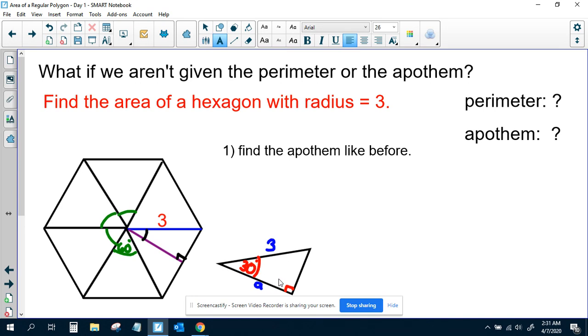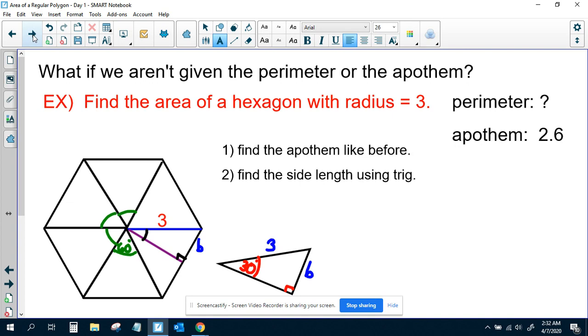So we're going to do our trig function, and we're going to say cosine of 30 degrees is equal to a over 3. We're using cosine again because it's adjacent over hypotenuse that we have to work with. So we'll get an apothem of approximately 2.6, due to rounding. So we're halfway there. We've got our apothem. Let's see if we can work on getting our perimeter.